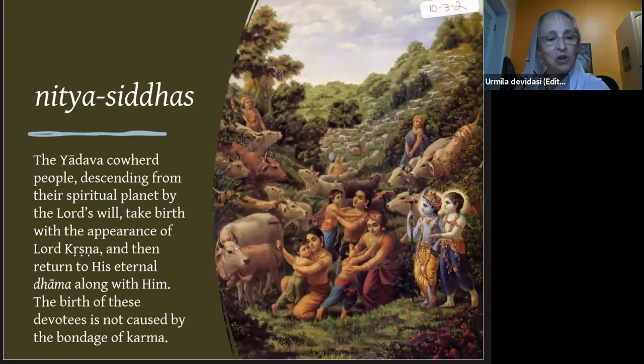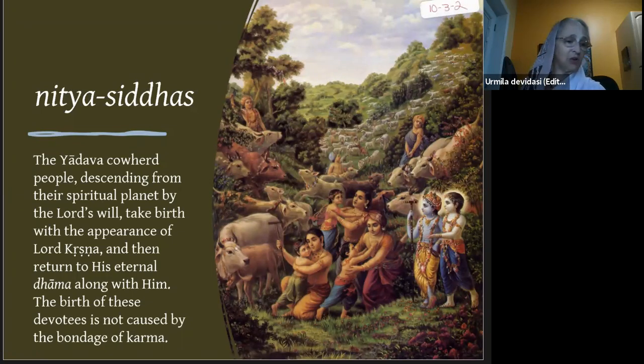All right. So we also had a number of questions about the use of the word Yadavas. So the Yadava cowherd people descending by the spiritual planet by the Lord's will take birth with the appearance of Lord Krishna and then return to his eternal Dhama along with him. The birth of these devotees is not caused by the bondage of karma. And I particularly like this picture because, again, it illustrates this love between the Lord and his devotees.